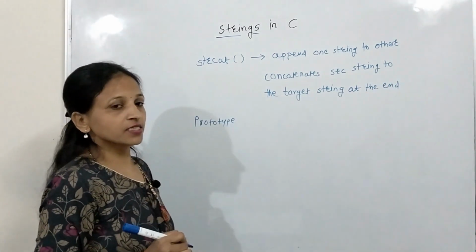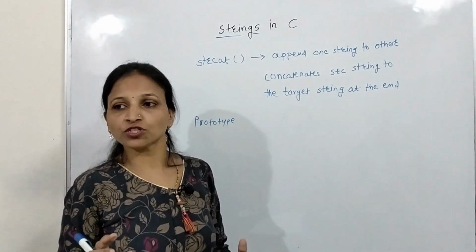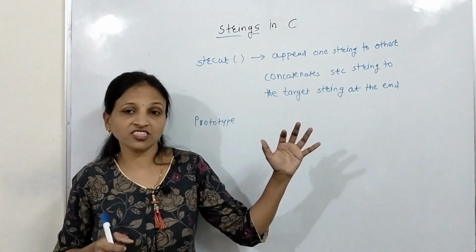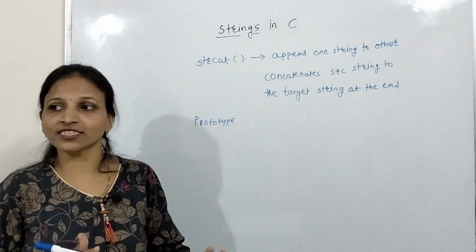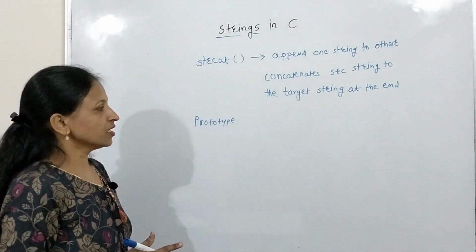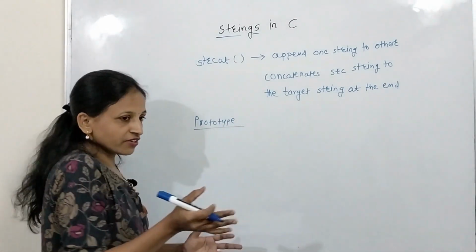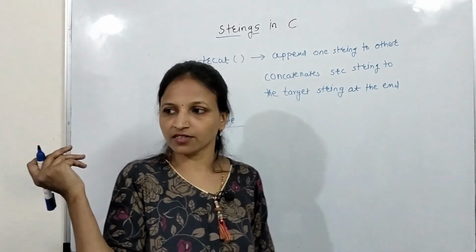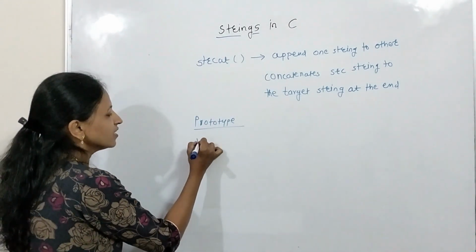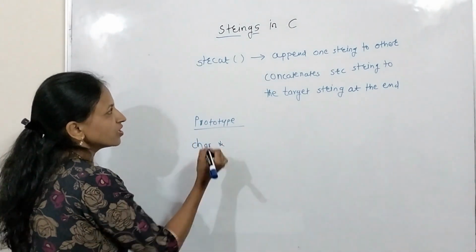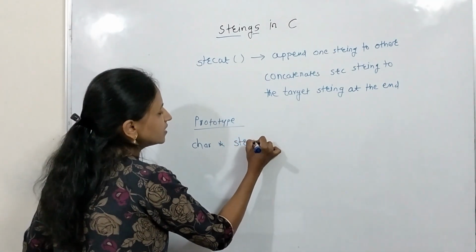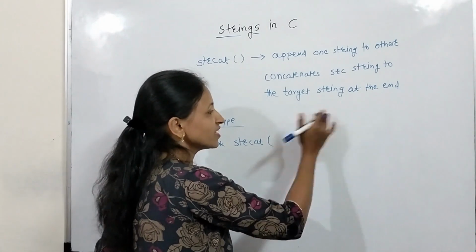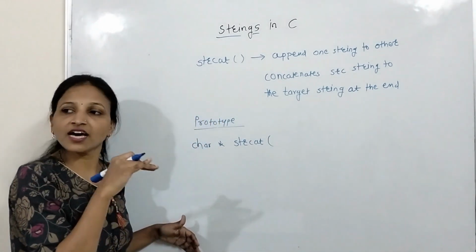Here, see, again this function will concatenate two strings. Concatenate means just attaching two strings, but it will not change the source string. It will only change the target string, and whatever changed target string, it will return again. That's why the return type will be again char star. The function name is strcat. Here we have to pass two strings. The source string will get attached to the target string.